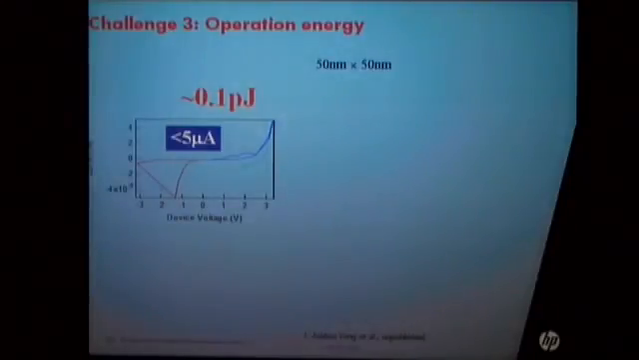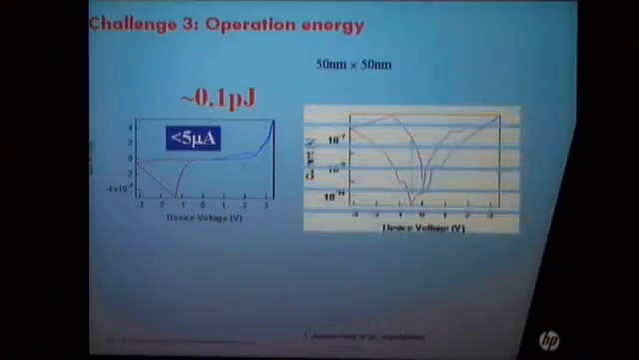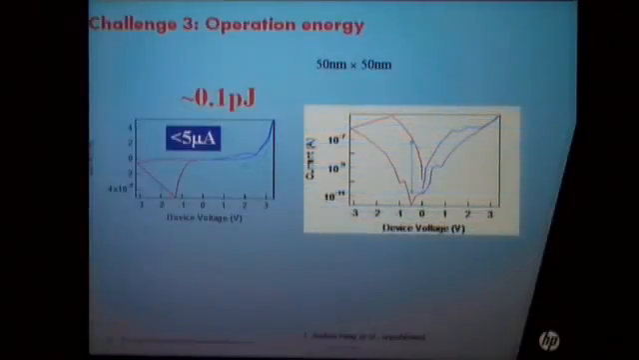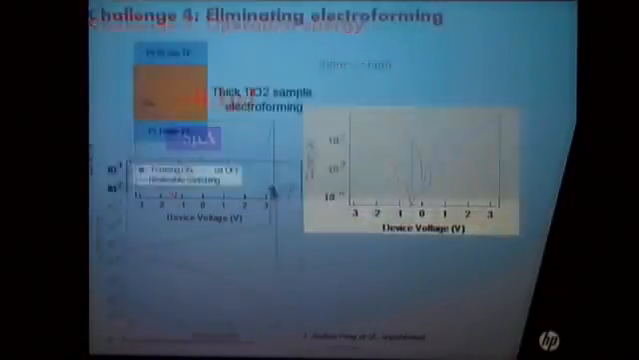Operation energy. Since we are talking about making the device extremely small and a very high density chip, the individual device needs to consume as little energy as possible. In optimizing the material system, we achieved less than 5 microamp switching current. It corresponds to about 0.1 picojoule energy. And surprisingly, the device still has a very large on-off resistance ratio.